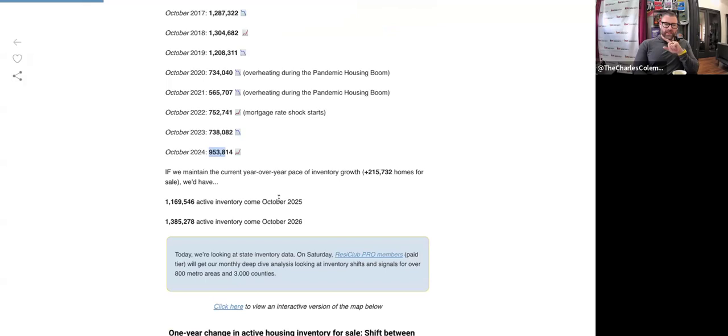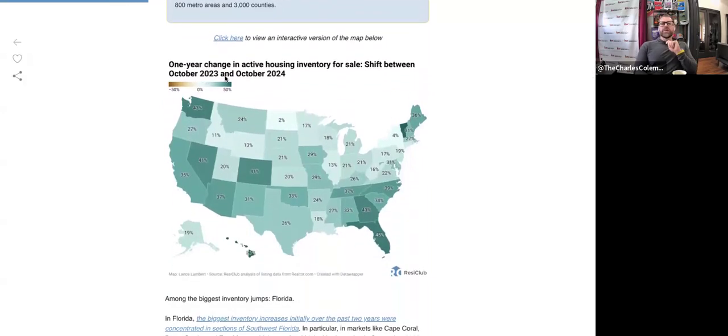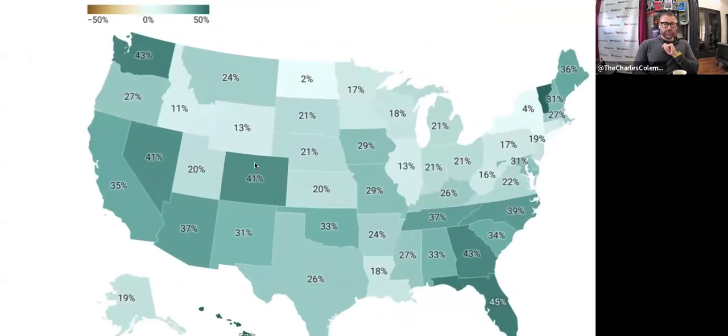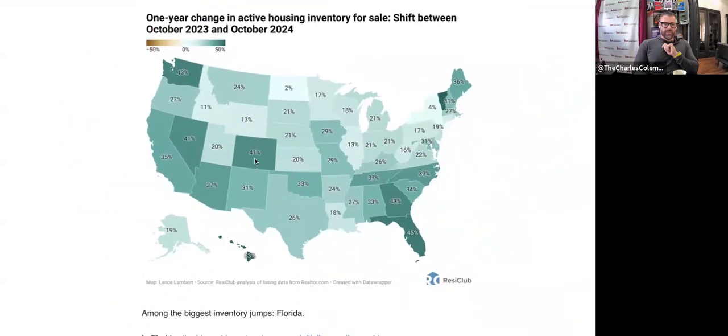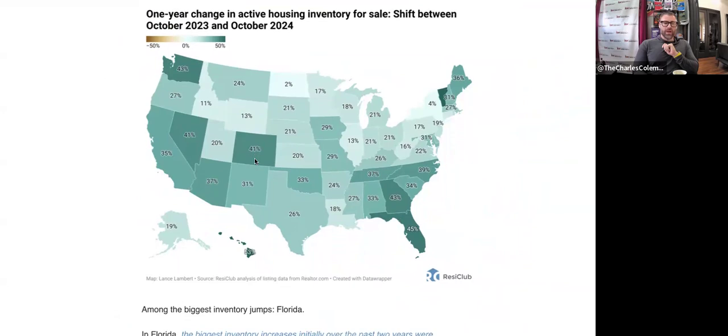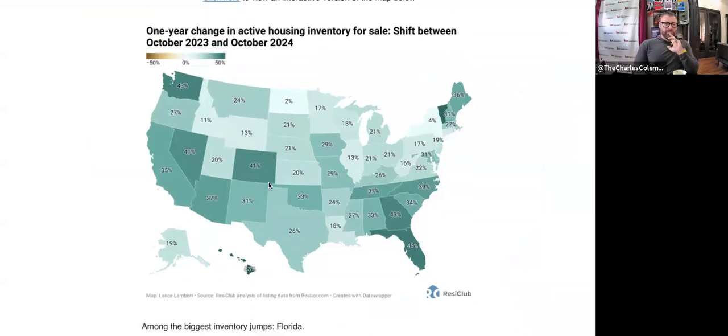It's speculating that what we will see in 2025 is 1.1. And then come 2026, we should see about 1.4. But here we go. One year inventory change in active housing inventory, sales shift between 23 to 24, Colorado. So guys, what we know is we're looking at this thing, we have more inventory than what we did in 2023. And we knew this, we just looked through this data, 41%.